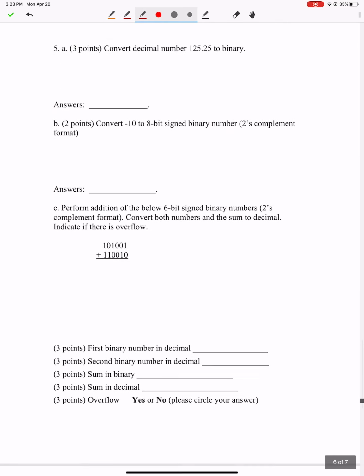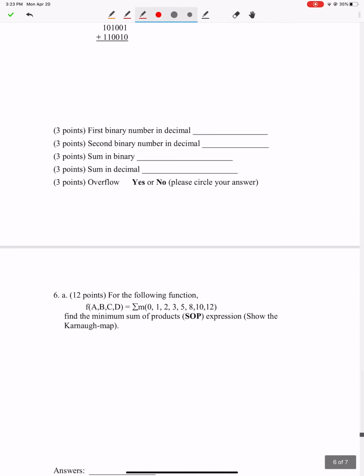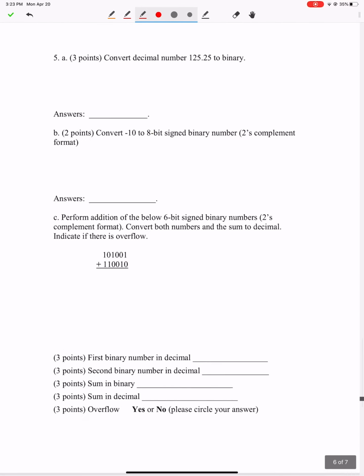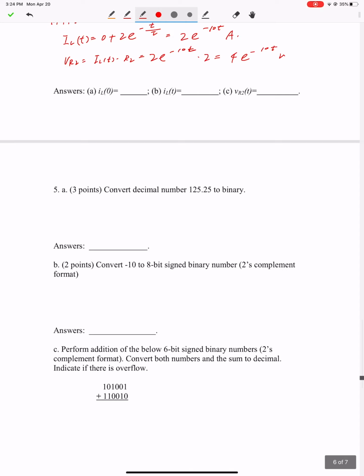Question number 5, digital circuits. Oh, and question number 6. The last 2 questions are about digital circuits. So for this one, convert decimal number 125.25 to binary, right? This question is very similar to homework 6, question 1.